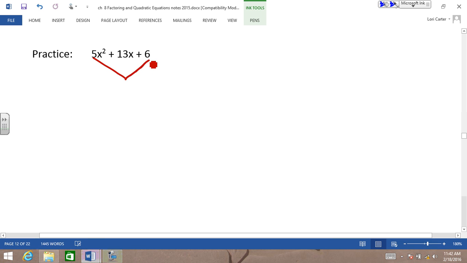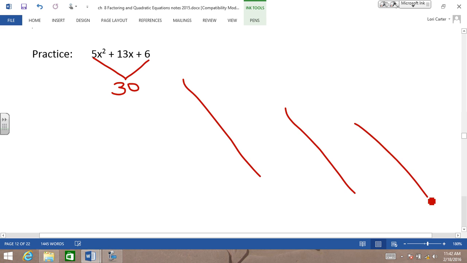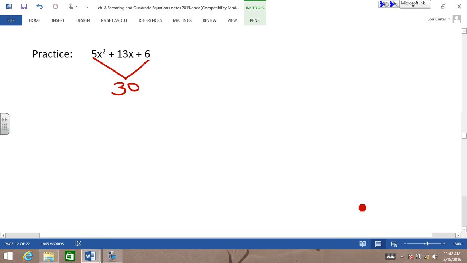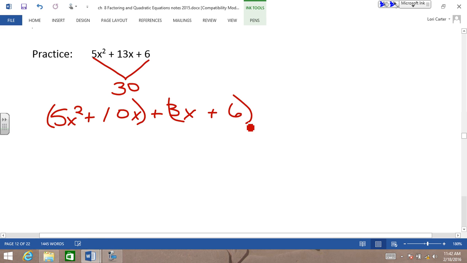First step, multiply. Factors of 30 that give you 13 are 10 and 3. They become your estimate. You're supposed to group, take 2 at a time. I can take 5x in common, and 3 in common.